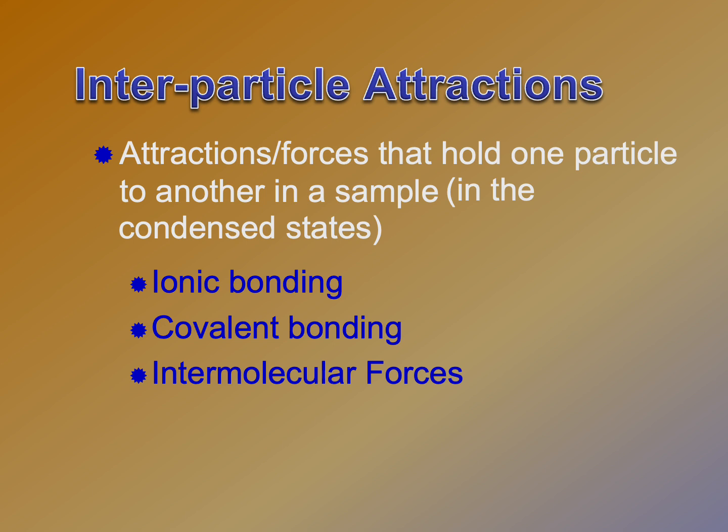Ionic bonding, we tend to not be able to reach high enough temperatures to have things that are ionic as gases. But covalent bonding still exists even as something is a gas. So within the molecule, you can have covalent bonding, but you will not have those interparticle attractions or intermolecular forces between two different particles.